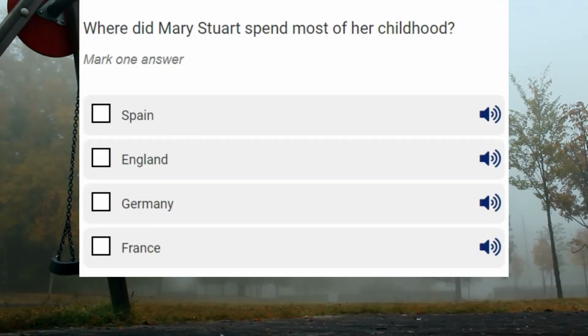Where did Mary Stuart spend most of her childhood? Spain. England. Germany. France. Correct answer: France.